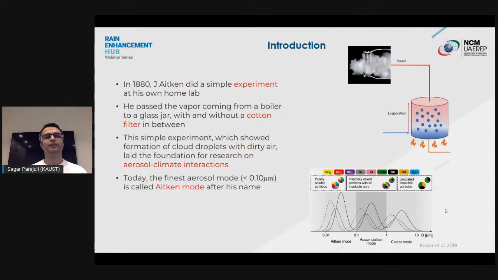In 1880, John Aitken did a simple experiment at his own homeland. He passed the vapor coming from a boiler to a glass jar with and without a cotton filter in between. This simple experiment, which showed formation of cloud droplets with dirty air, laid the foundation for research on aerosol climate interaction. Today, the finest aerosol mode, which is less than 0.1 micron, is called Aitken mode after his name. You can clearly see in this picture there are different aerosol modes, and the finest mode is called Aitken mode.